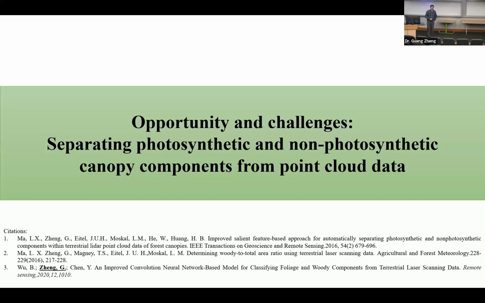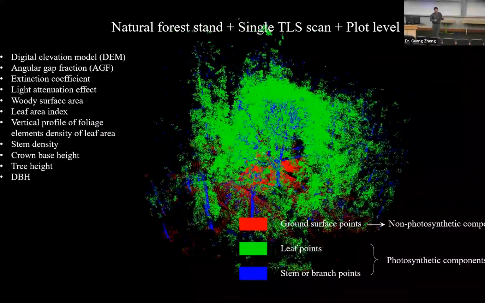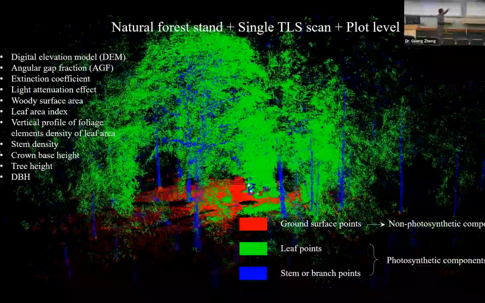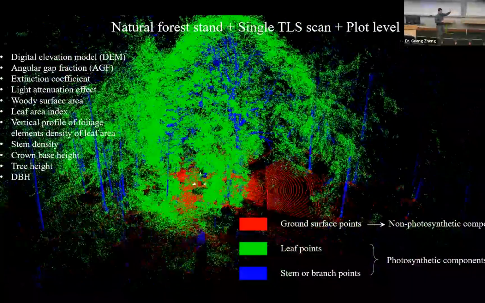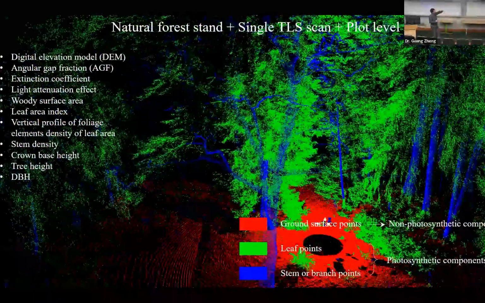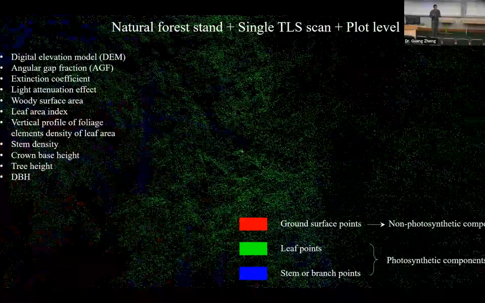Okay, the next opportunity we have here is, like I mentioned, we only care about the leaves. But when you collect the data, you don't know which points are coming back from the leaves. So that's something we need to figure out. This video shows you the TLS data, the terrestrial laser scanning. You already have a very dense point cloud data set. We classify all of the points into 3 different categories. The red points are just the ground. But the blue ones are just the stems and the branches. And the green ones are just the leaves and the flowers.